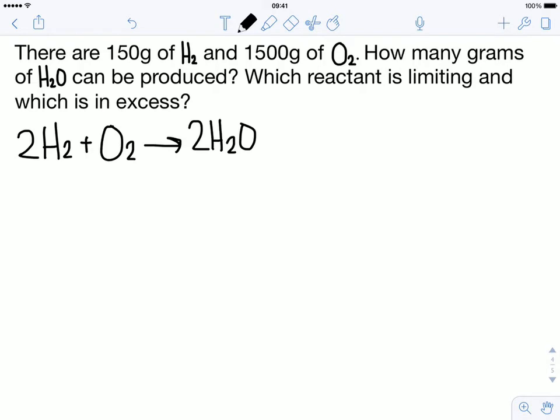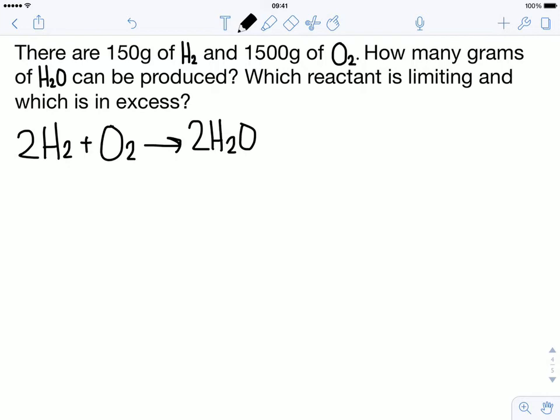Let's try a problem that gives us grams of two reactants, because that is the unit of measurement that we work with in a lab. This question says there are 150 grams of H2 and 1500 grams of O2. How many grams of H2O can be produced? Which reactant is limiting and which is in excess?